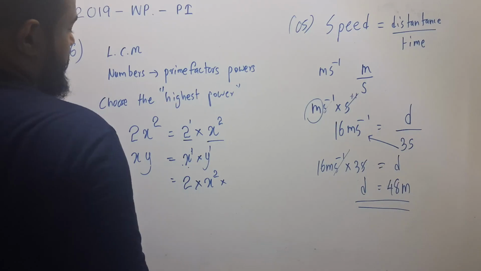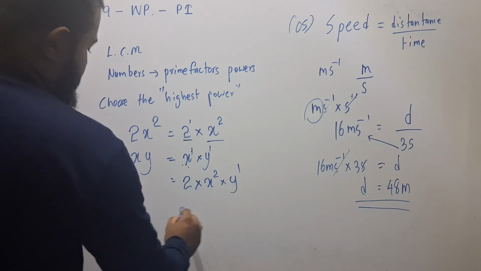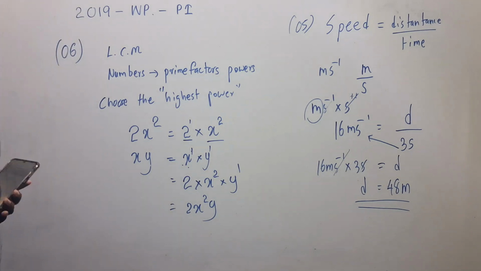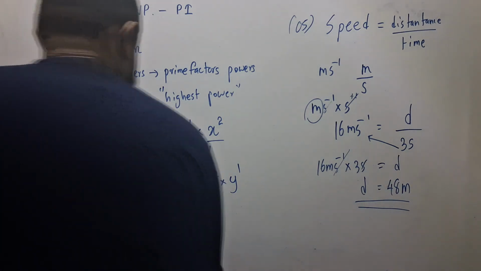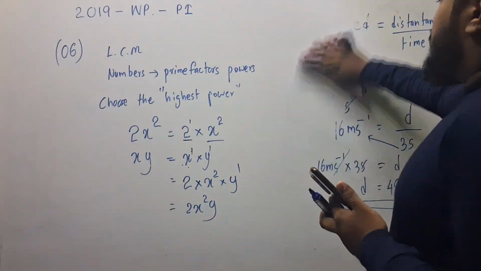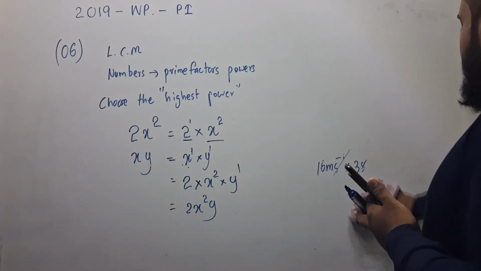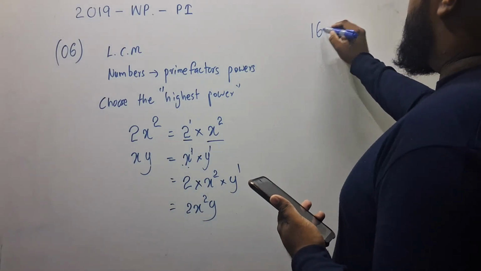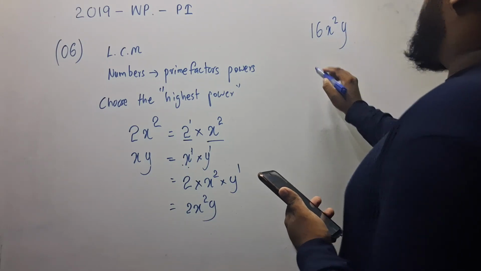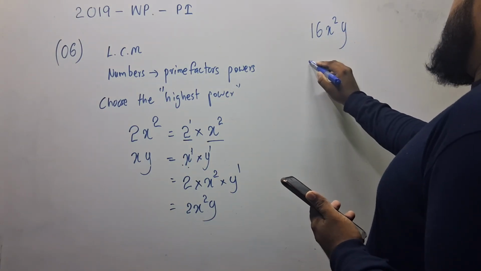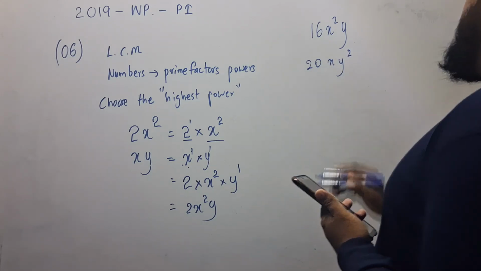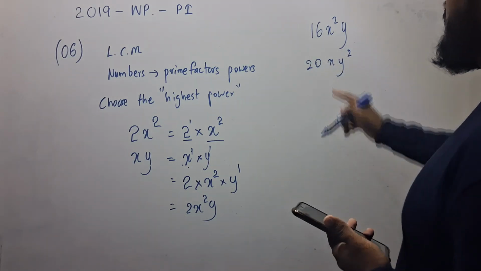And when we consider y to the power 1, the answer becomes 2x to the power 2y. I'll give you another example. If you had this example, how to do this? Think you have given 16x to the power 2y and 20xy square. Now how to do this?